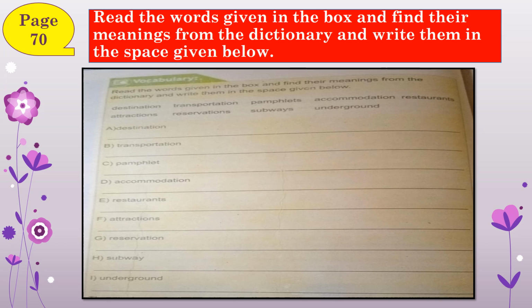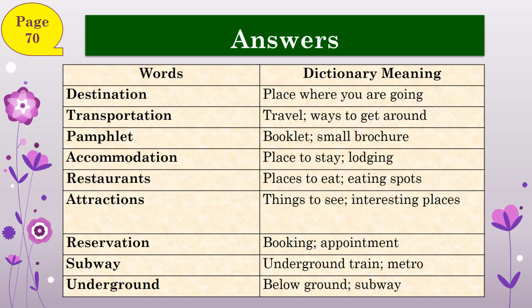Let's begin. Now let's go through each word one by one and understand what it means. First word, destination. It means the place where someone is going or traveling to. Next, transportation. This refers to the way people or goods are moved from one place to another, like by bus, car, train, or plane. Pamphlet, a small booklet that gives information about something, like a brochure.